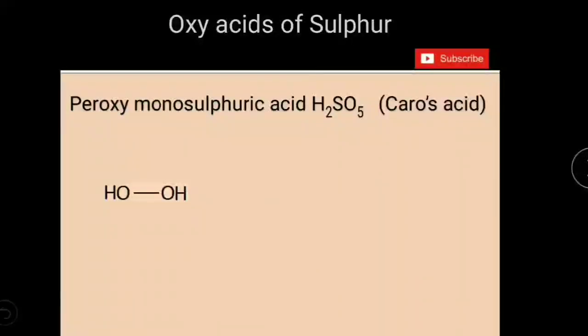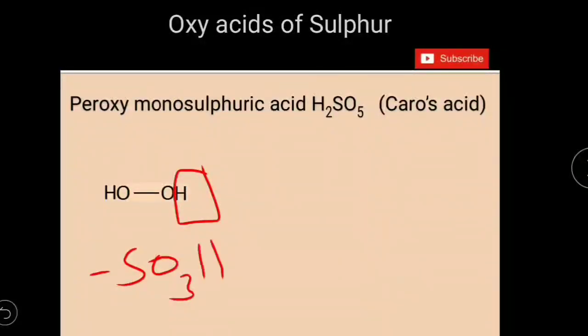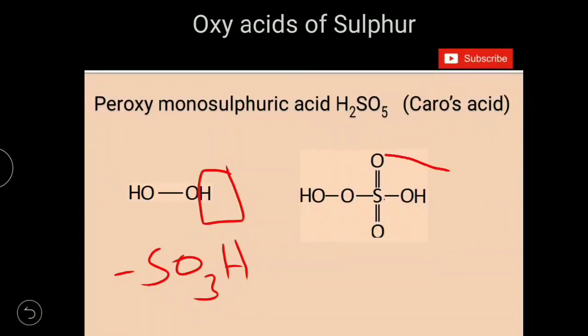And if one hydrogen atom of this hydrogen peroxide is replaced by sulfonic group, SO3H group, you replace one hydrogen atom of hydrogen peroxide by SO3H group like this. This is the sulfonic acid group. SO3H group structure is this. One hydrogen atom of hydrogen peroxide should be replaced by this SO3H group to get peroxymonosulfuric acid.